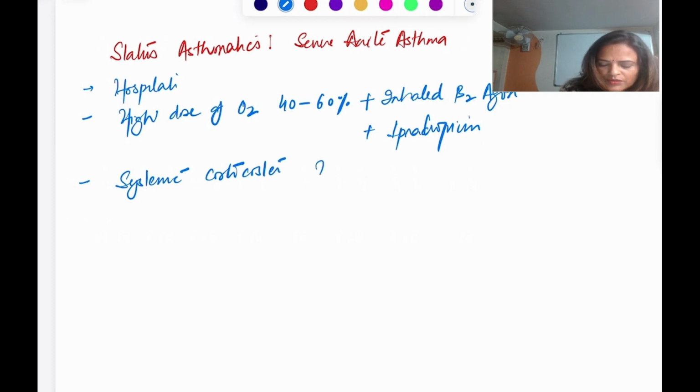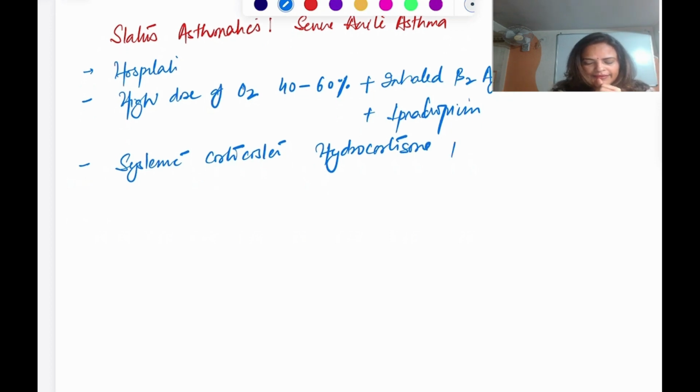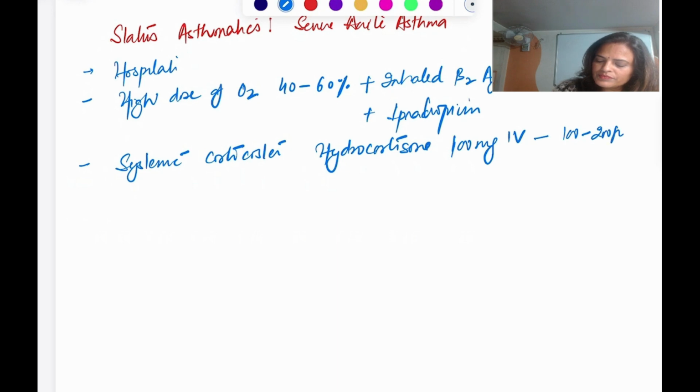Systemic corticosteroid, which one? Hydrocortisone. We give 100 milligram IV and repeat after 4 to 6 hours. You can give 100 to 200 and can switch over later on to oral prednisolone.